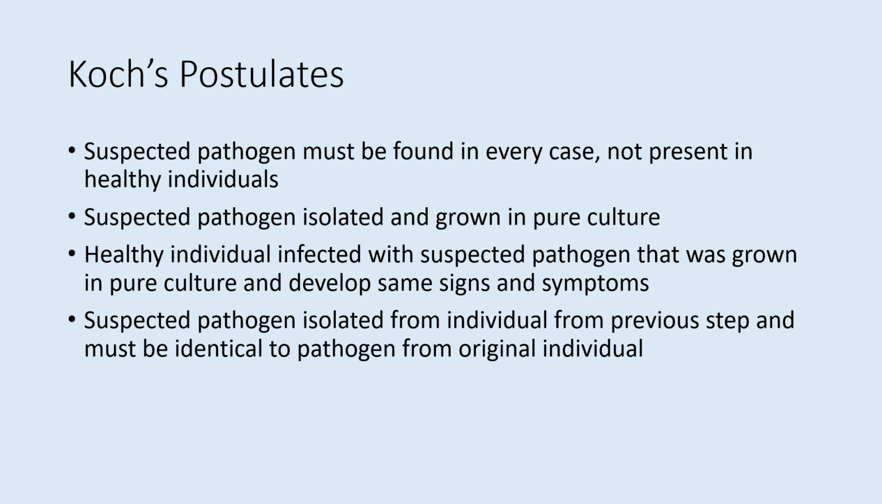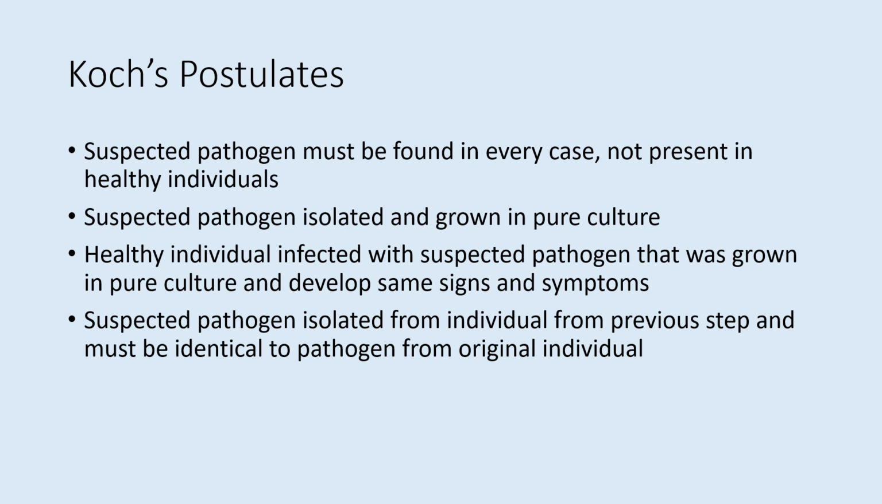Koch's postulates: Robert Koch developed these 4 rules or 4 steps of how to determine the causative agent of a disease. And we follow these 4 steps even today. Number 1, the suspected pathogen must be found in every case of the disease, but it is not found in healthy individuals. That's step 1.